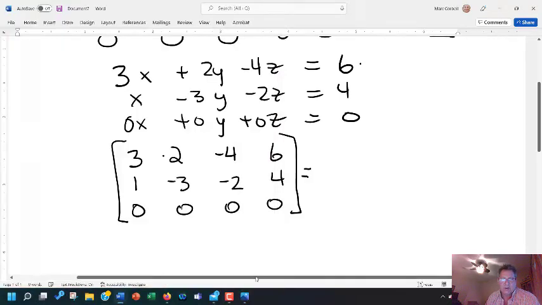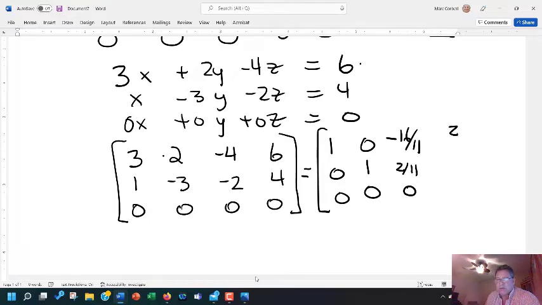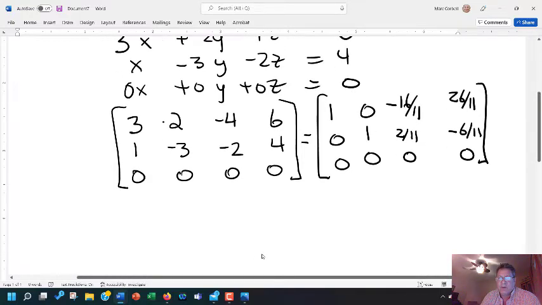So if we do reduced row echelon, we can reduce this to 1, 0, 0, 0, 1, 0. Certainly the first two columns are pretty simple. Minus 16 elevenths for this part here, 2 elevenths for the next value. This last row remains 0. This will be 26 elevenths for the coefficient on that side, and minus 6 elevenths for the coefficient on that side, and a 0 on the bottom row is expected. So that's what I actually get for my reduced row echelon matrix.